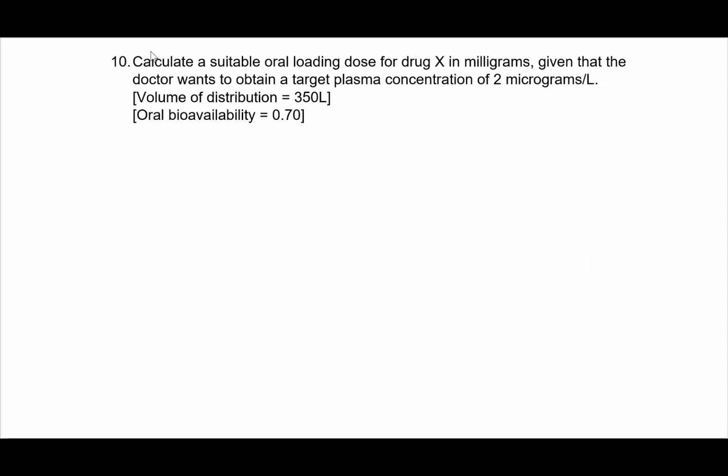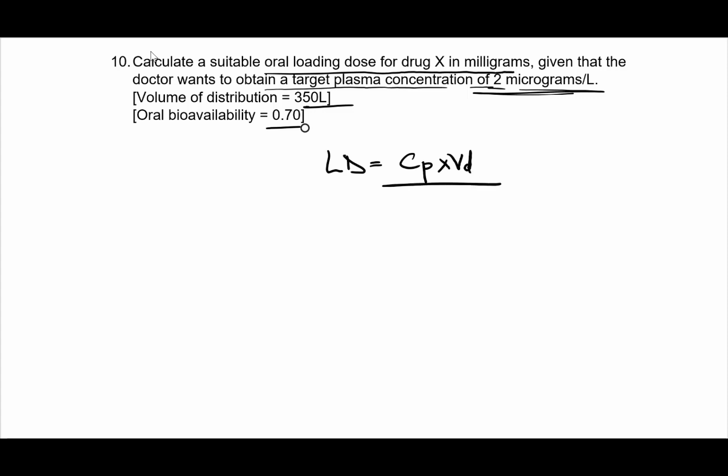Okay, moving on to the last question of the diagnostic test, which is about calculating the loading dose for drug X in milligrams, given that the doctor wants to obtain a plasma concentration of 2 mcg per liter, the volume of distribution is given, and oral bioavailability is given. As I said before, you need to remember the loading dose: loading dose equals target plasma concentration times volume of distribution divided by salt factor multiplied by bioavailability.